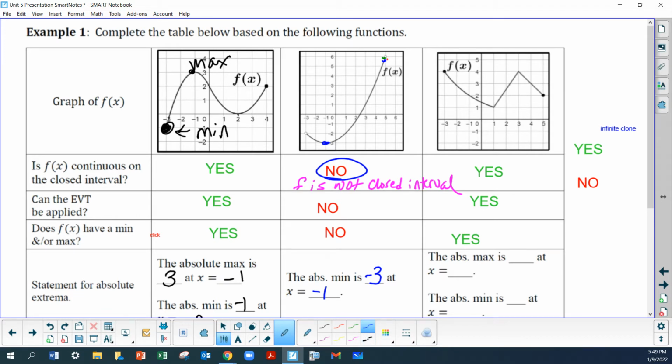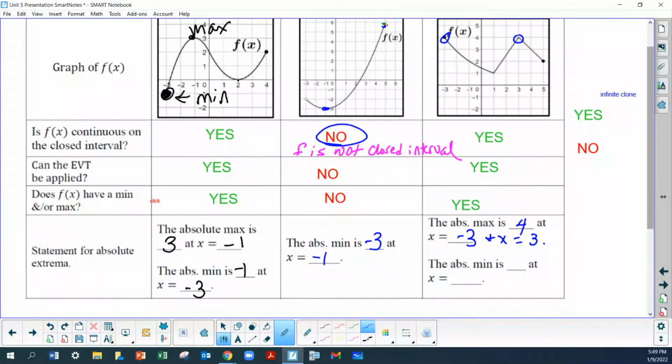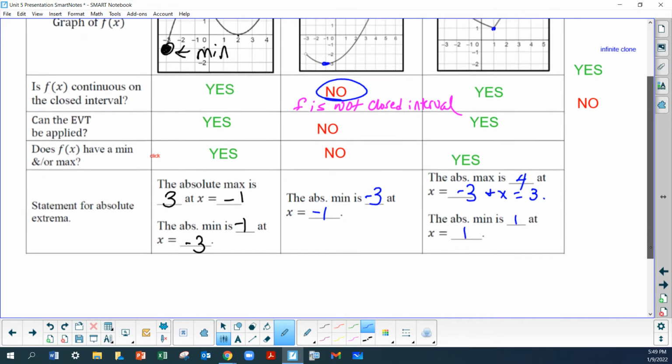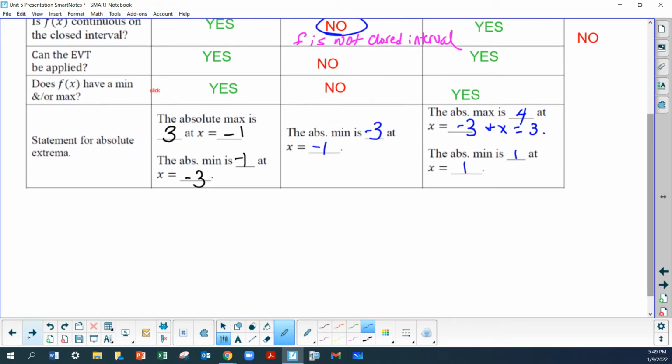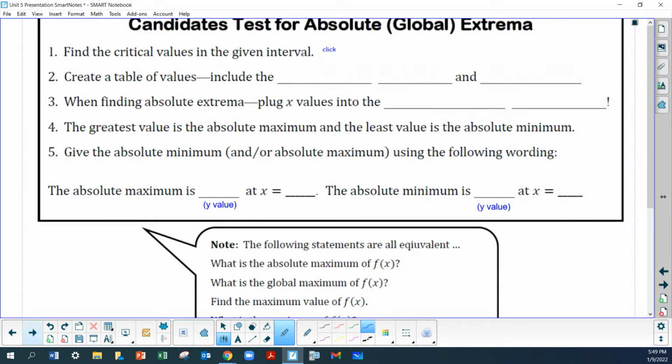So I see an absolute max at two locations. There's an absolute max of 4 at x equals -3 and at x equals 3. And then there's an absolute min of 1 located at x equals 1. Perfect. So you can see how if it is a closed continuous function, you definitely will have an absolute min and a max. So, the candidates test for absolute extrema.